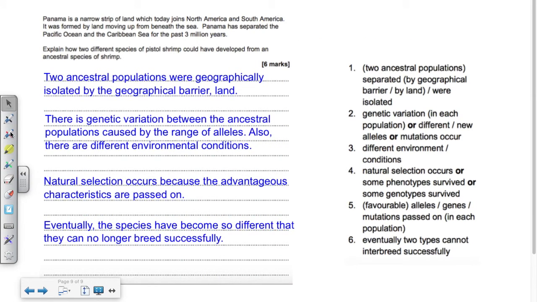So the mark scheme says that we get 1 mark for saying there are 2 ancestral populations separated by a geographical barrier. We have said that right here. That's the first mark. Second mark for saying genetic variation. And we get a third mark for saying different environmental conditions, and we get the mark here. The fourth mark comes for saying natural selection, and the fifth mark comes for saying because the advantageous or favorable characteristics are passed on. And finally, the sixth mark for saying this section here. And we have our 6 marks.